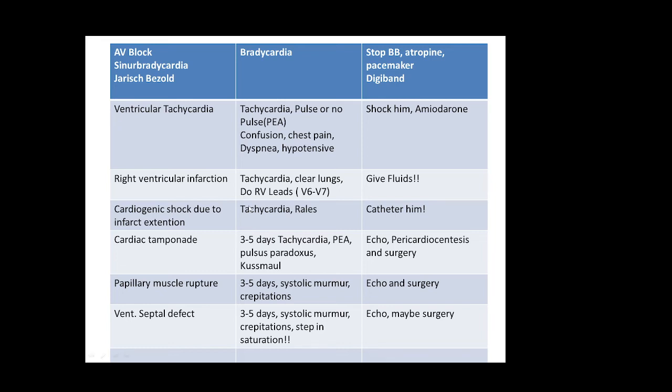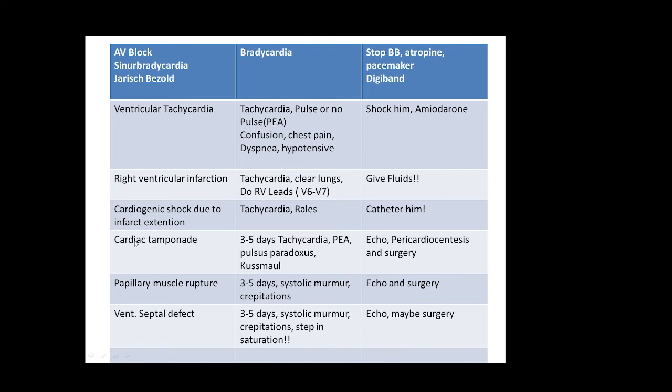Now, on examination, if the heart is not pumping, you will have rales and crepitations, and this is why you always have to auscultate the lung in order for you to differentiate between right ventricular infarction and other causes of infarction. So here in cardiogenic shock you have rales also. What do you do? You have to do a cardiac catheterization, definitely.